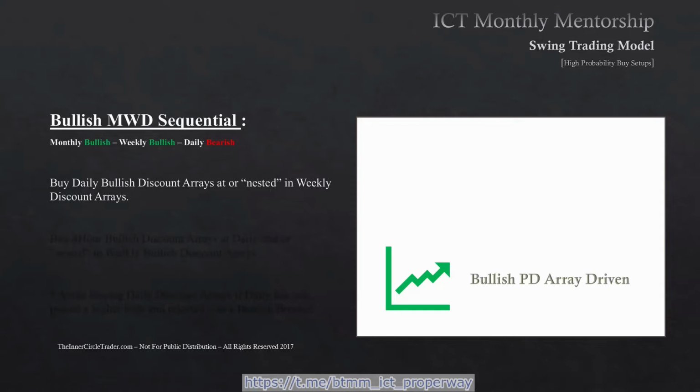When the monthly and weekly are bullish, but the daily is correcting lower, all indications on the daily chart would look like probably a bear market or a steep correction lower. All we're going to be doing in these conditions is looking at discount arrays on the daily at or inside nested weekly discount arrays. And we'll buy 4-hour bullish discount arrays at daily and or nested weekly bullish discount arrays.